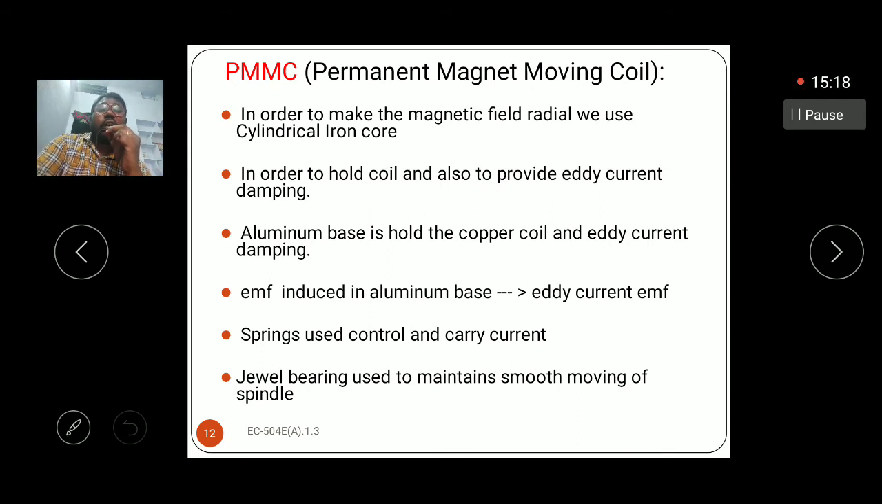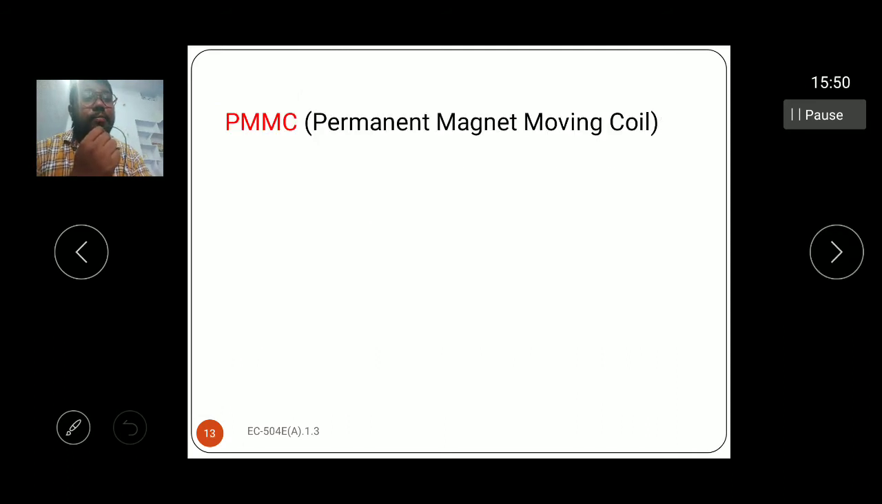After that we are using the jewel bearings. These are used to maintain the smooth moving of the spindle. The spindle is connected to the aluminum base. At the end of the spindle we have connected the calibrated scale, that means the deflection scale. All this is maintained by the jewel bearings. With the help of the jewel bearings, the spindle as well as the aluminum base move smoothly. This is the importance of each part in the PMMC meter.